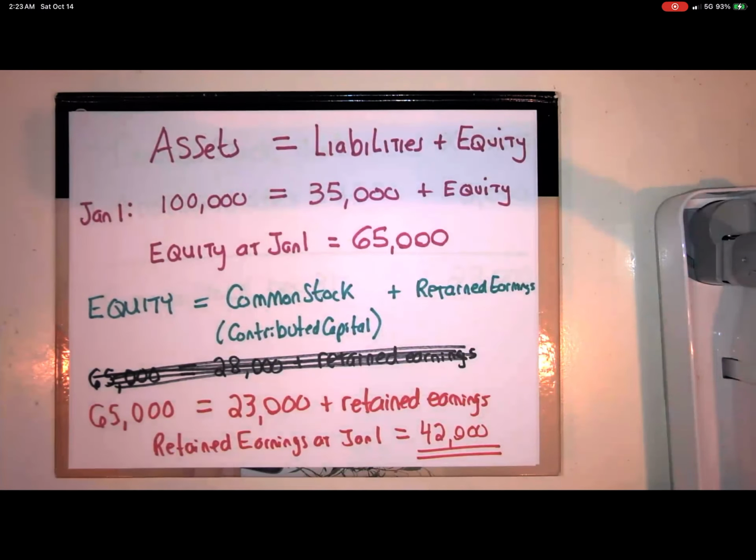All right, any questions on requirement 2 of the problem? Okay, good job. Take a look at requirement number 3. It wants us to calculate ABC Company's net income for 2026.